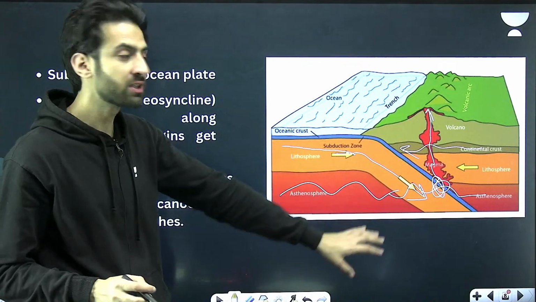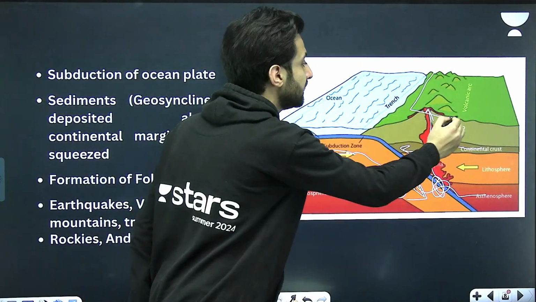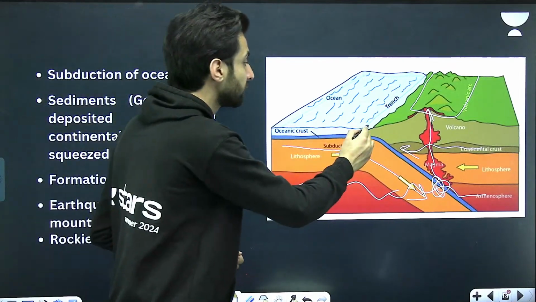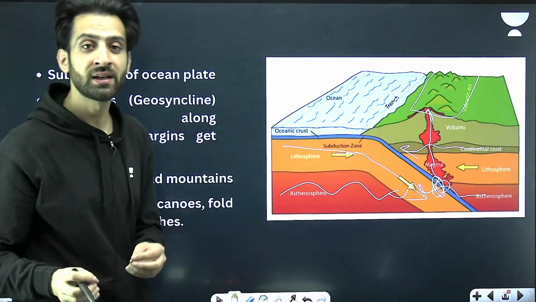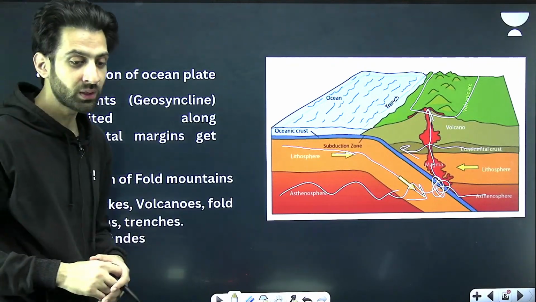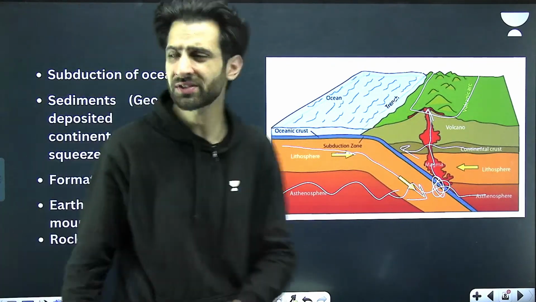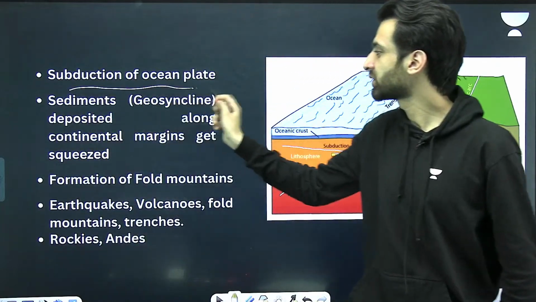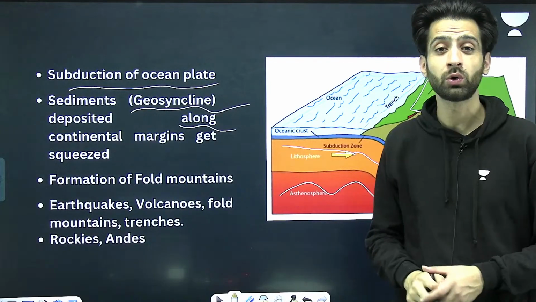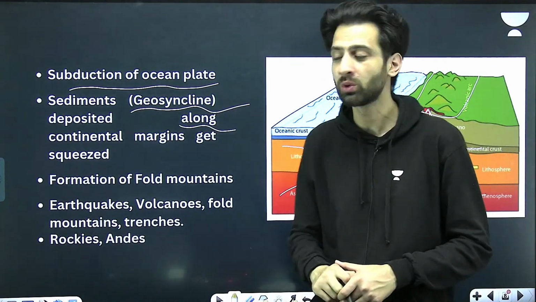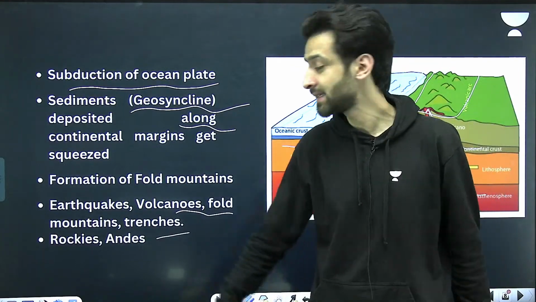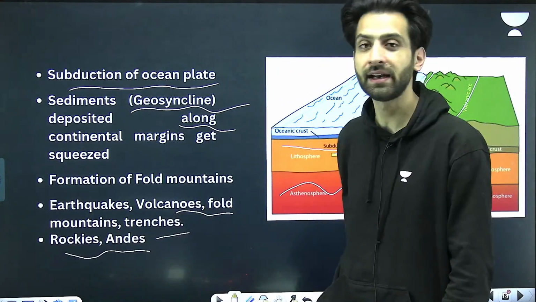This is how the volcanoes are there. On top of the earth, you will see the fold mountains are formed because of the convergence, and here you will find the trench as well, and earthquakes are present because of the disturbances that take place inside of the earth. Okay, are we done with this? If you have subduction of ocean continent plate, you will find geosynclines deposited. Geosynclines, as I already told you what geosynclines are, I hope you know it. And then you have earthquakes, volcanoes, fold mountains, trenches, and you have examples of Rockies and Andes.